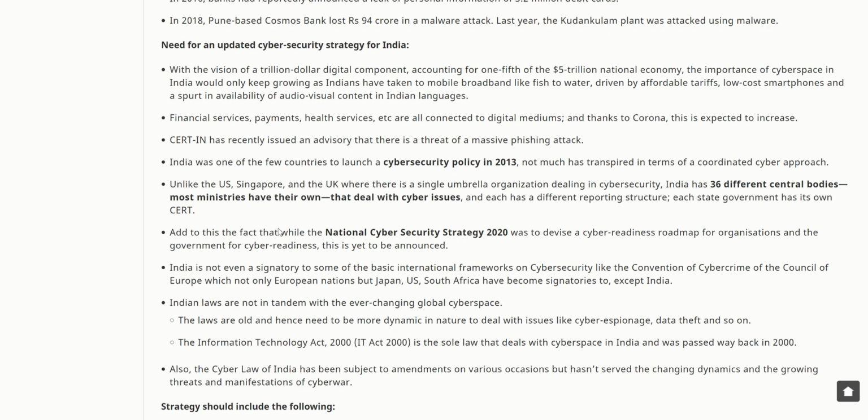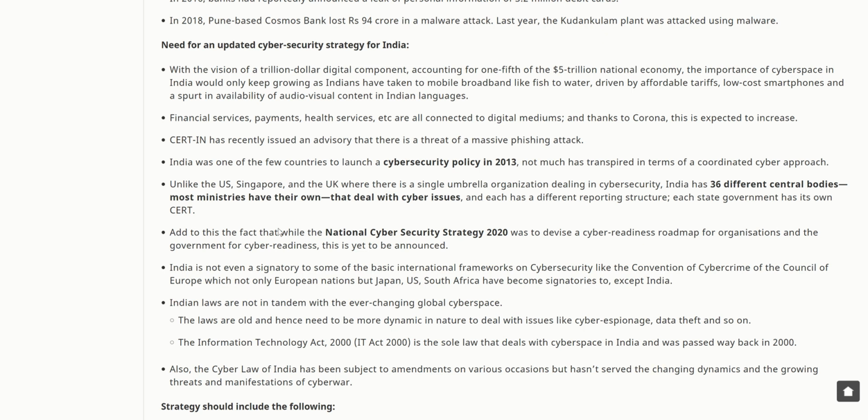Add to this the fact that the National Cybersecurity Strategy 2020 was to devise a cyber readiness roadmap for organizations and the government, but this is yet to be announced. India is not even a signatory to some of the basic international frameworks on cybersecurity, like the Convention on Cybercrime of the Council of Europe, which not only European nations but Japan, US, and South Africa have become signatories to, except India.